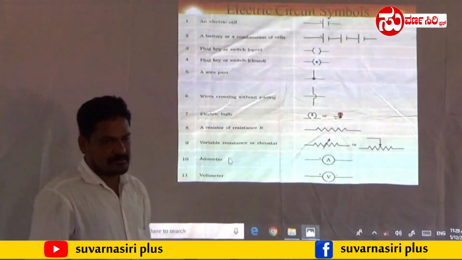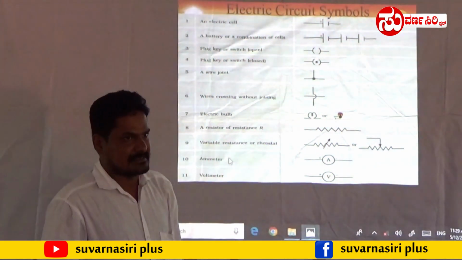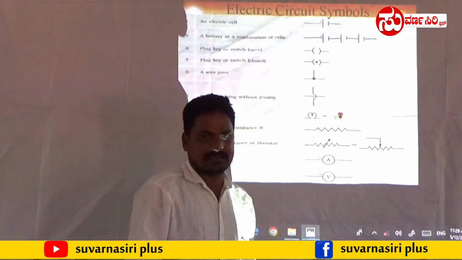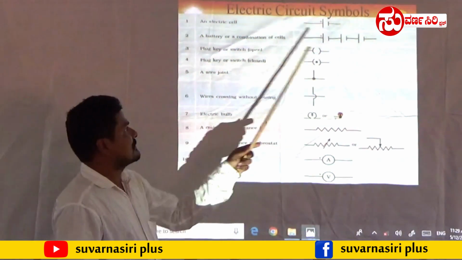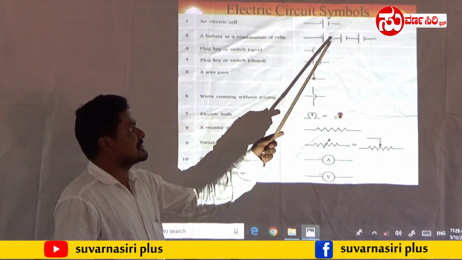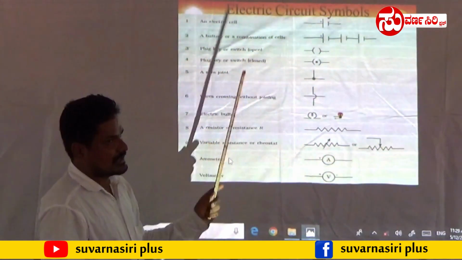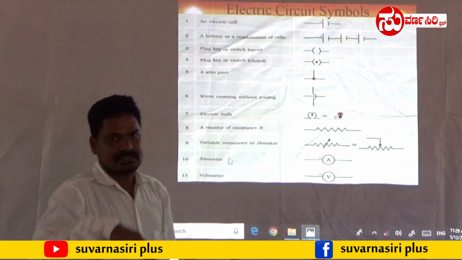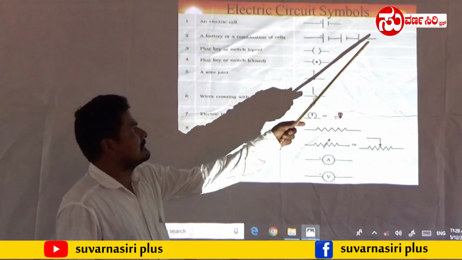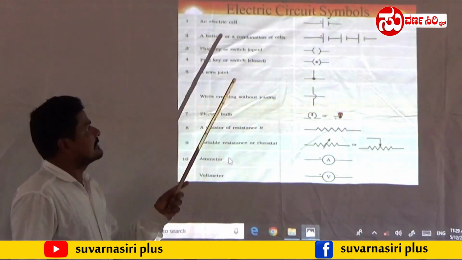And here, what is a battery? A combination of cells. If two or more cells are connected continuously, that is called a battery. So one is positive, negative, positive, negative, positive, and negative. The positive terminal and negative terminal are connected continuously. So it can be an electric battery.